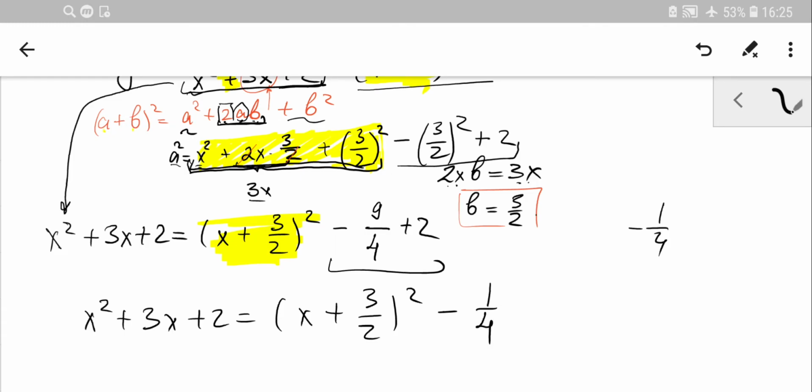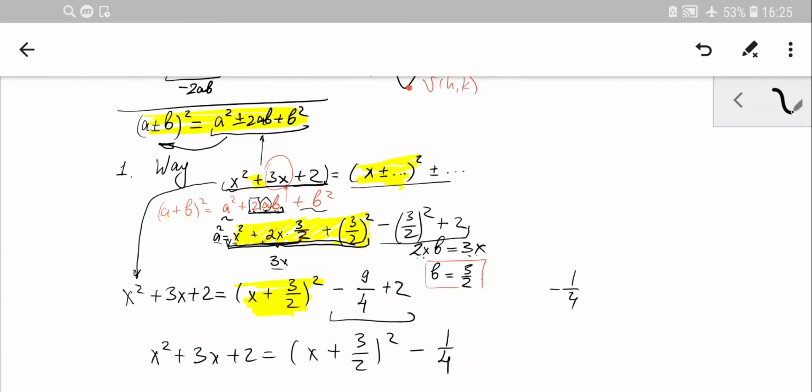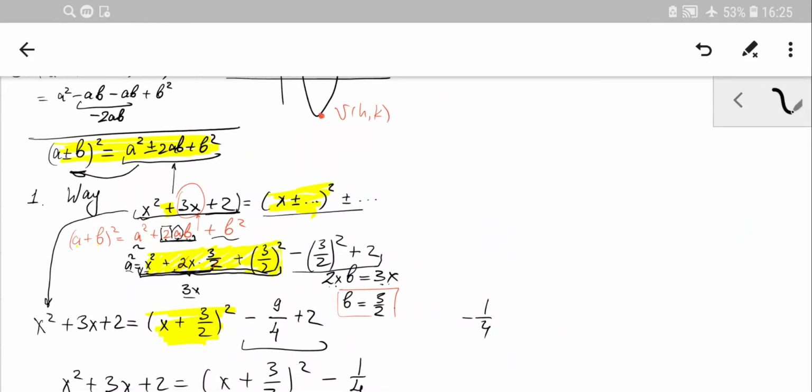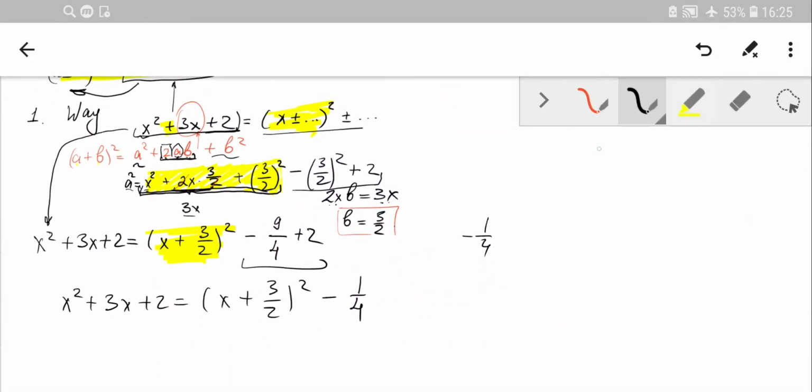Okay. So that's why if we compare, for example, you'll be asked what exactly will be in the brackets. So we have the answer. It will be x plus 3 over 2. What will be outside the brackets? Just some number, negative 1 over 4. Okay, so what possible application?